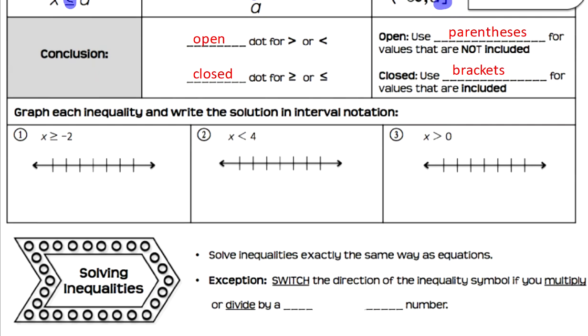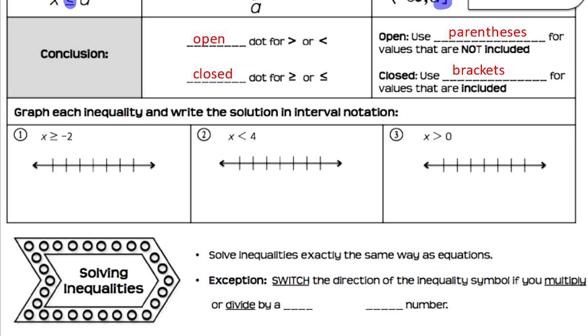All right, so in these first ones, we are just taking an inequality, graphing it, and then writing it in interval notation. So first one, we've got x is greater than or equal to negative 2. I remember from up above that when it's greater than or equal to, I'm going to use a closed dot.